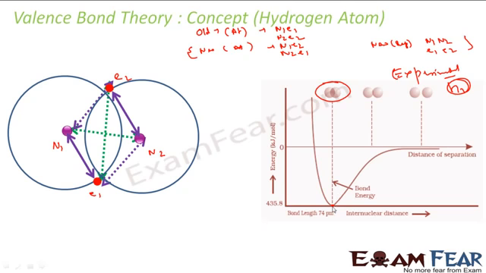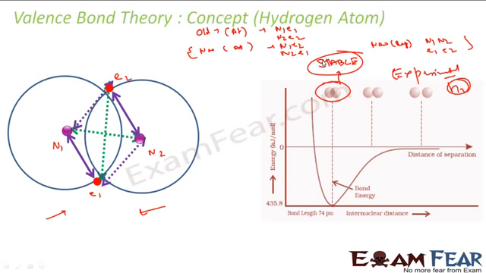It went to a minimum level of minus 435.8 kilojoule per mole, and again it went up. Because further on, if you try to squeeze these two atoms, there will be more repulsion between the two nuclei and the two electrons, so it will become unstable. But at this position, it is pretty stable. So this is a stable state, and this is derived experimentally.